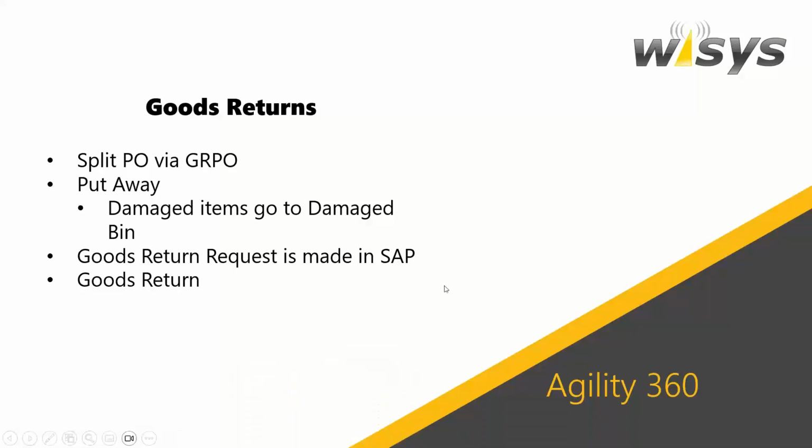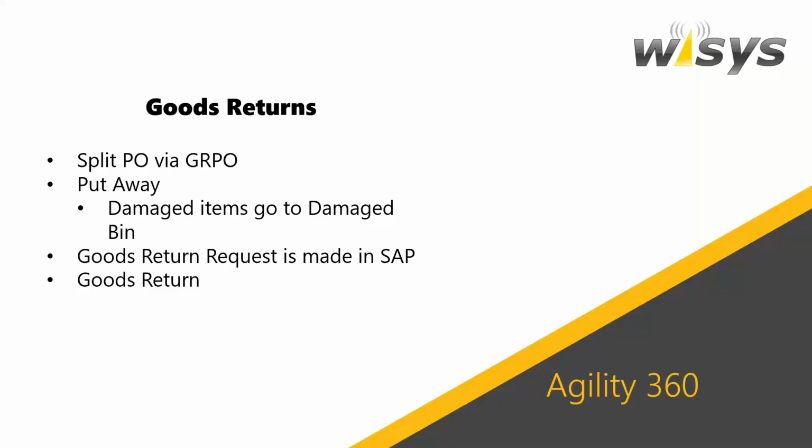Jump back to my PowerPoint. So again, we ran through all these steps, right? We took that split PO and we just received it in now with our standard GRPO form. It's enabled for split POs. Those items went directly into our receiving bin, which was my doc bin. During the put away stage, I put the good items into standard inventory. Anything that looked damaged got moved to a damaged bin.